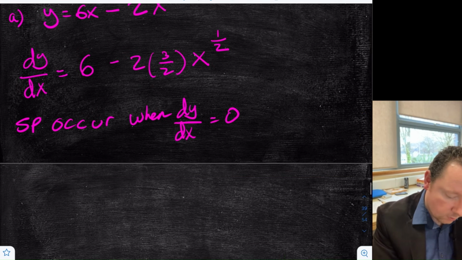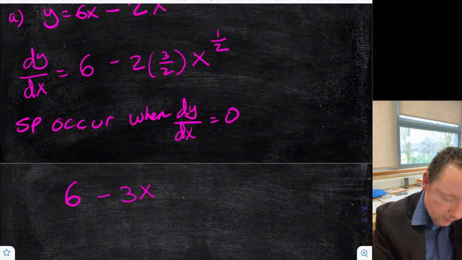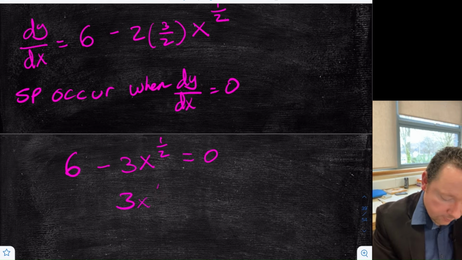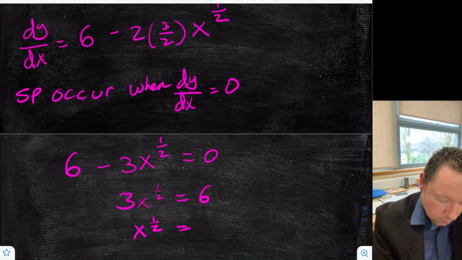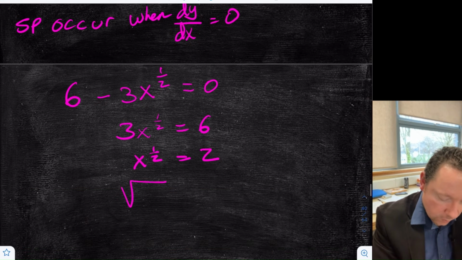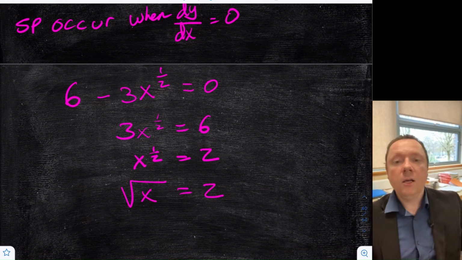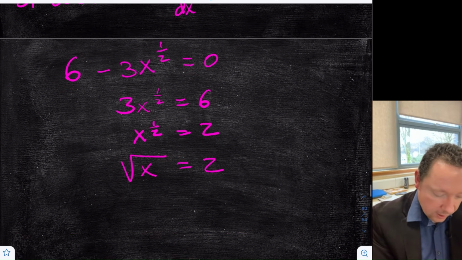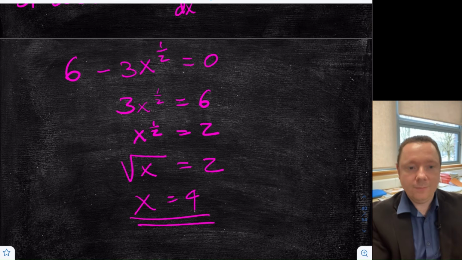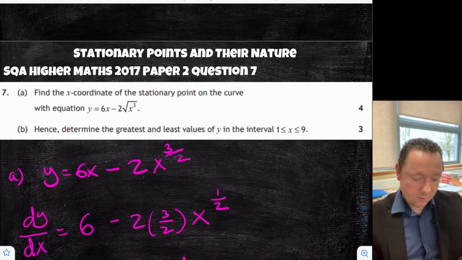So making this equal to 0, we get 6, these 2's cancel, so minus 3 x to the half equals 0. So 3x to the half equals 6, x to the half equals 2. Remember, x to the half means the square root of x equals 2. If I square both sides, I get x equals 4. And we're done there.